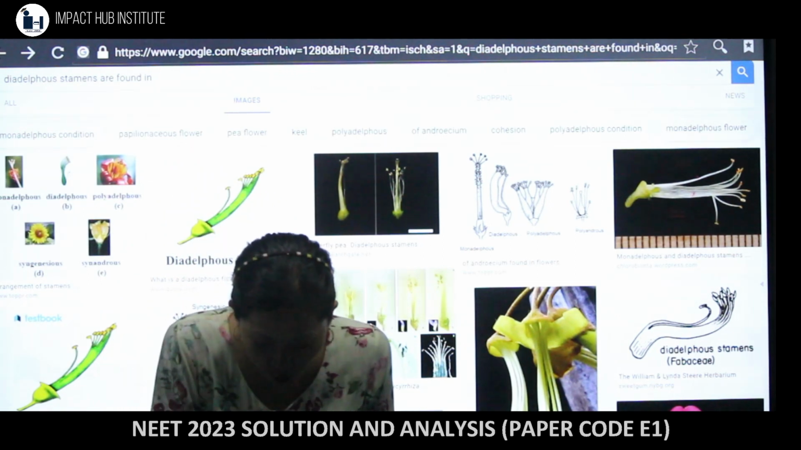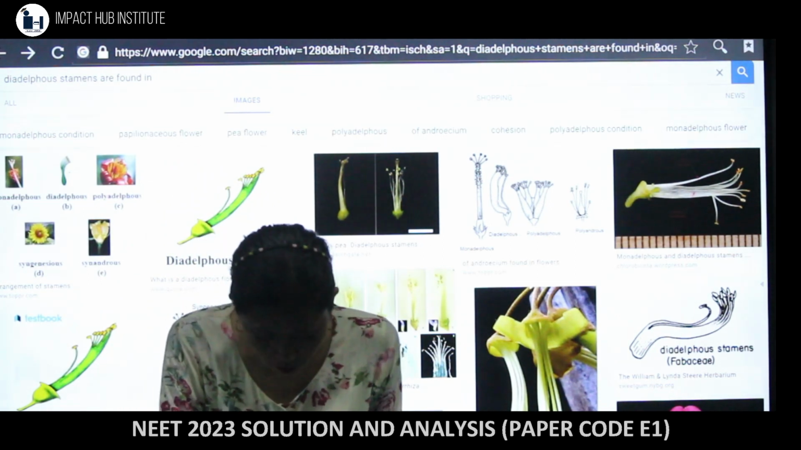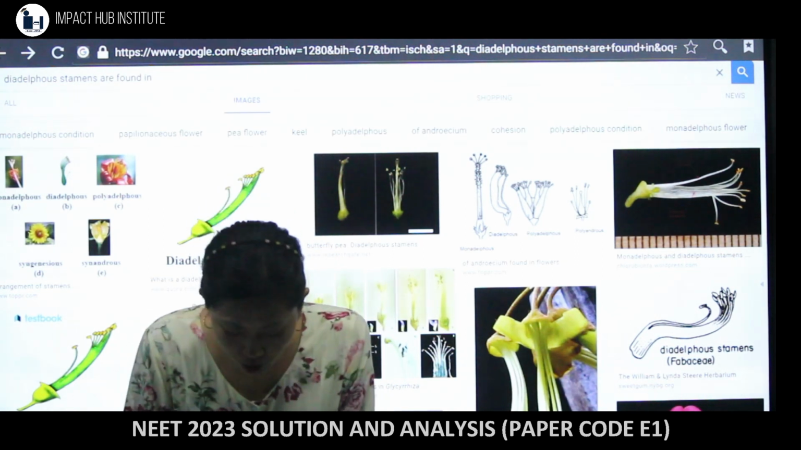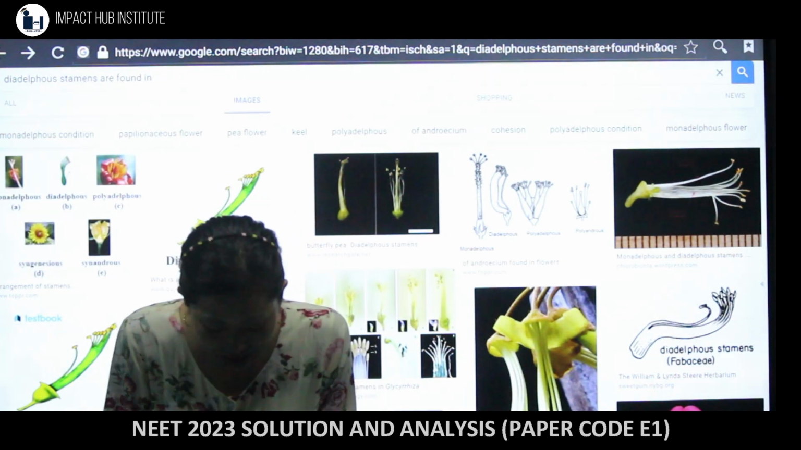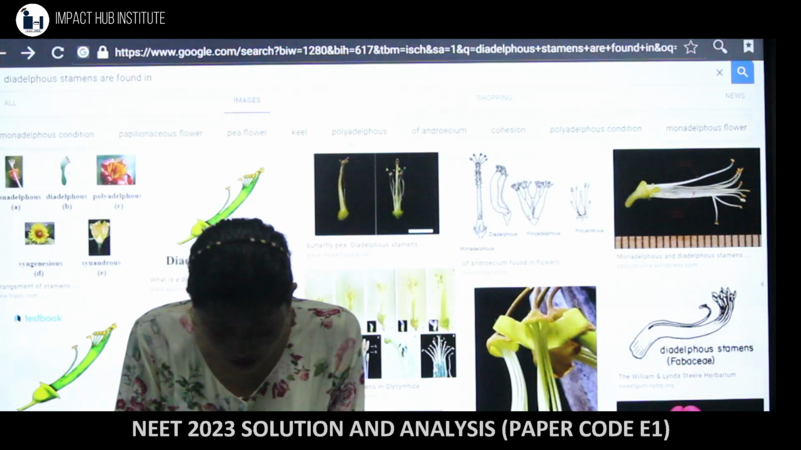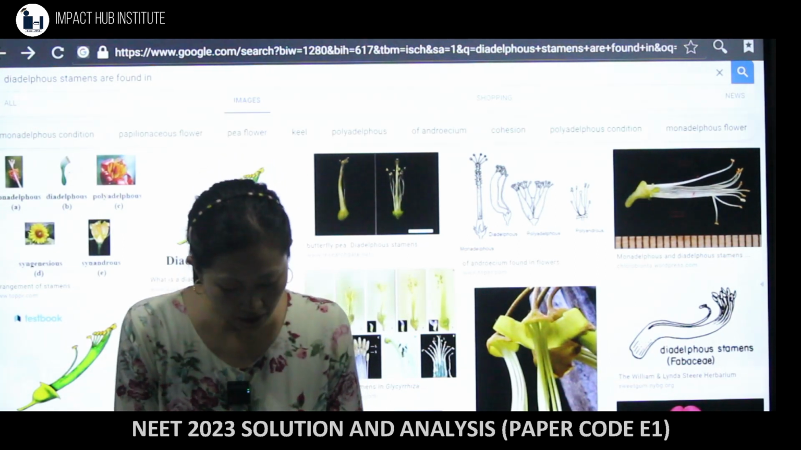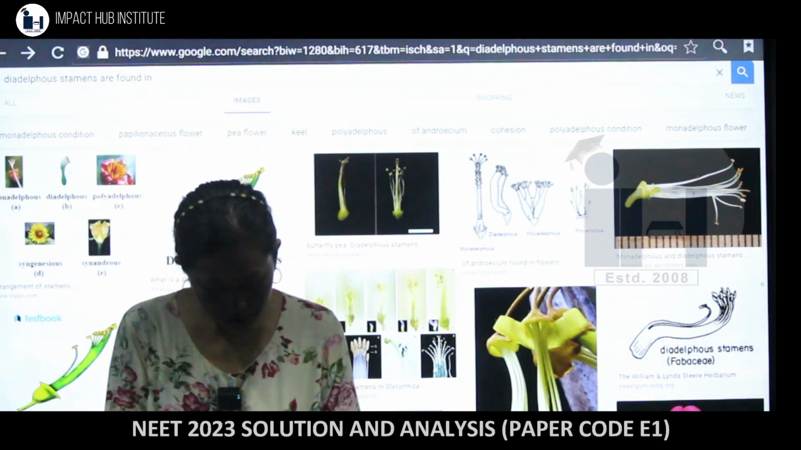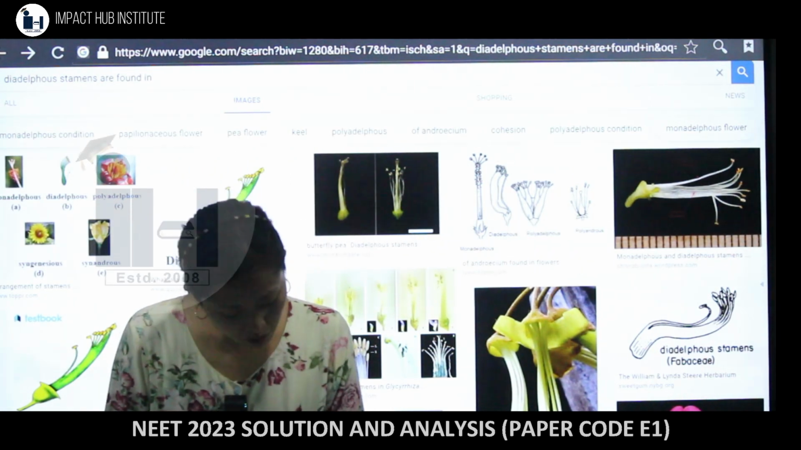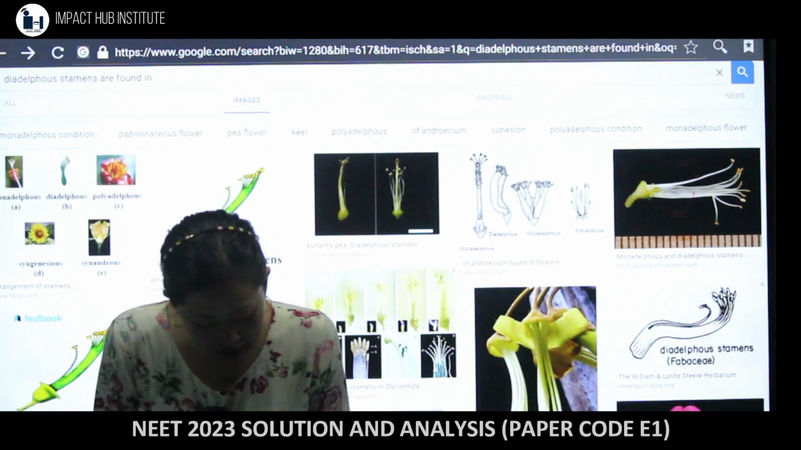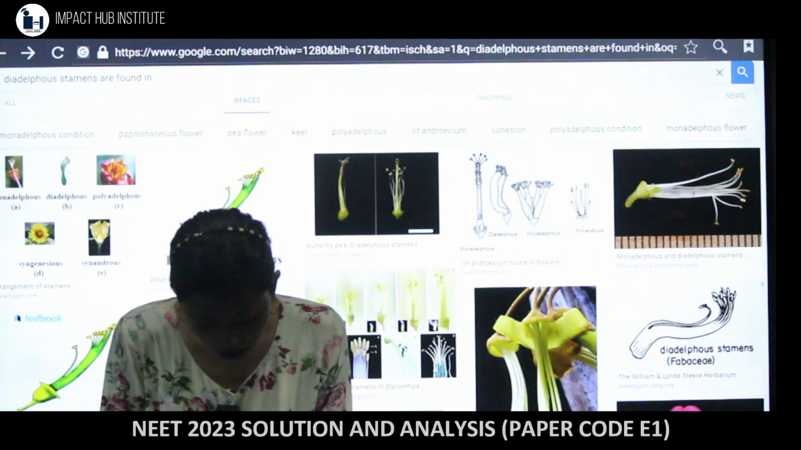So for question number 119, the correct answer is option 1. Coming to 120, expressed sequence tags, ESTs, refers to all genes that are expressed as RNA. The correct answer is option 1. Question number 121, identify the correct statements.